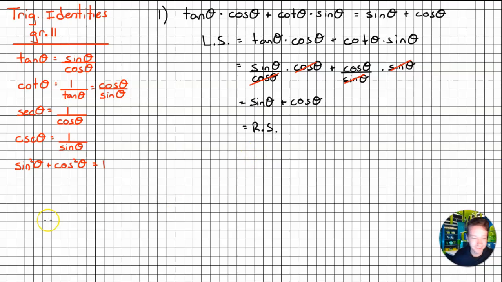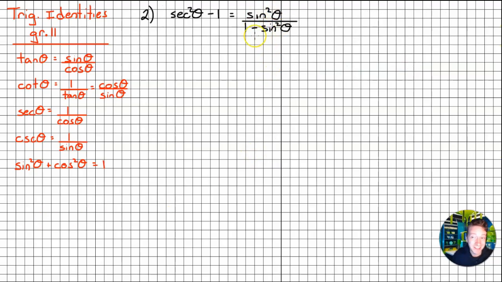Let's try some more. So the right side in this one looks more complicated, but the left side has functions other than sine or cosine. I'm going to work with the left side of the equation, because that first step is to put everything in terms of sine and cosine. So secant is 1 over cosine. So this leads us to 1 over the cosine squared of theta minus 1.